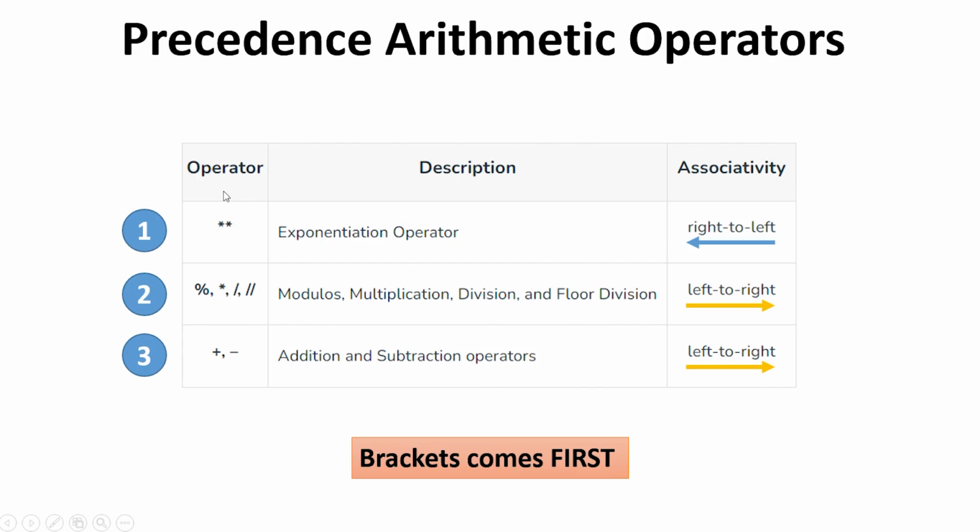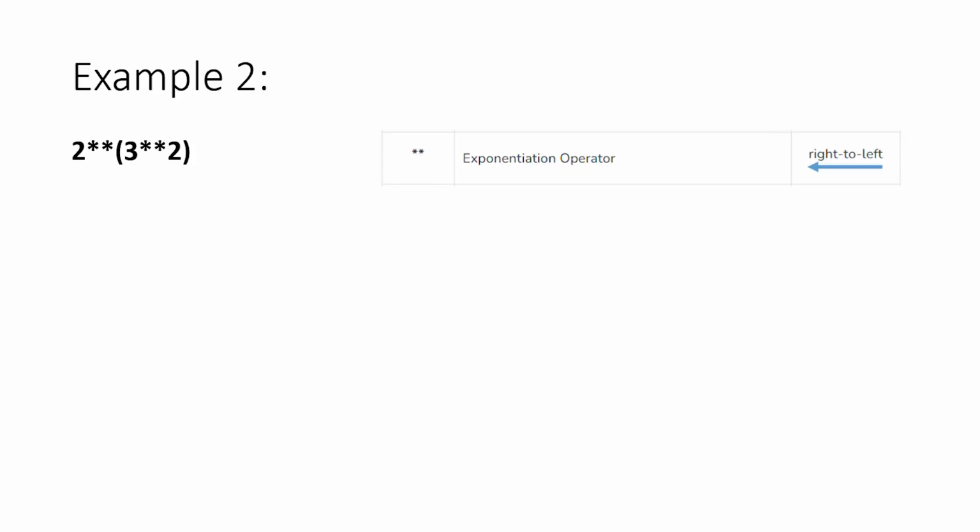Now, along with this precedence, there is associativity. The associativity for the exponential operator is always from right to left, whereas for other operators it is from left to right. Now, out of these, the first priority is always given to the bracket. Whenever you write any values or variables in a bracket, they will be evaluated first, and further the operators will be evaluated as per the precedence. Now, to understand this better, let us take a few more examples.